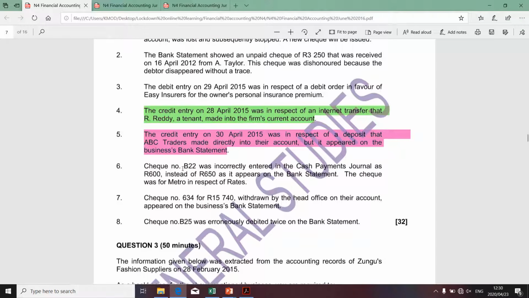Is there anything else? Check incorrectly entered in the cash payment journal instead of when we do the cash payment journal. I'm not going to take that into account. Check number 634 withdrawn by the head office on the account appeared on the business's bank statement. I'm not going to take this into account at this point in time. I'll take it into account when we do the bank reconciliation. Check number was erroneously debited twice in the bank statement. Once more again, I'm not going to take it into account. I'll take it into account when we prepare the bank reconciliation.